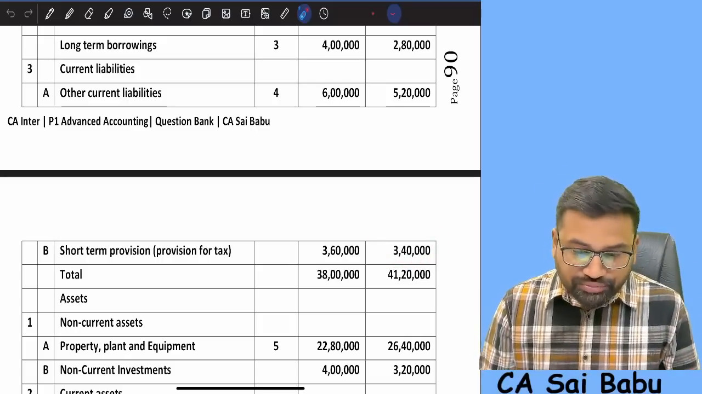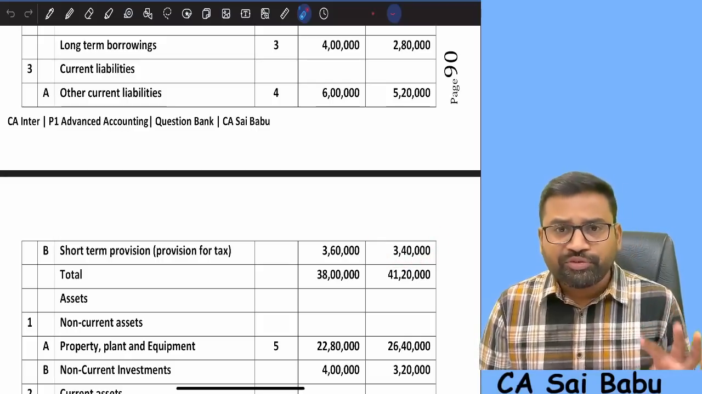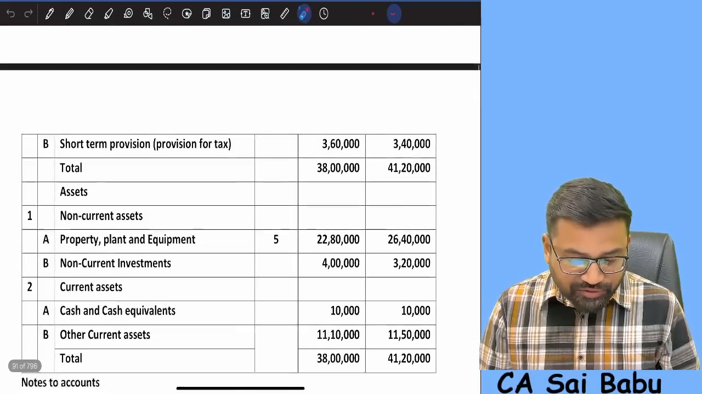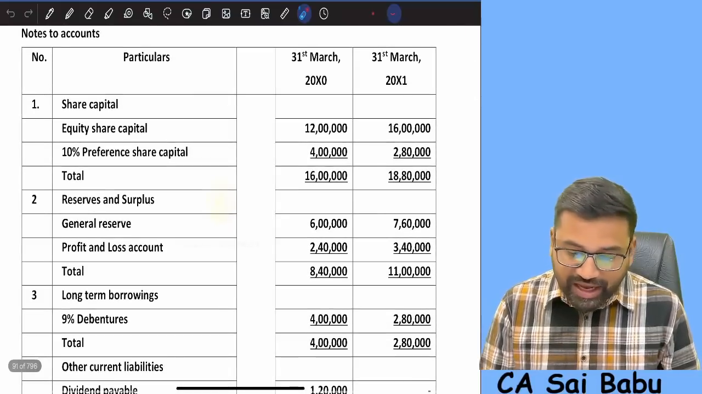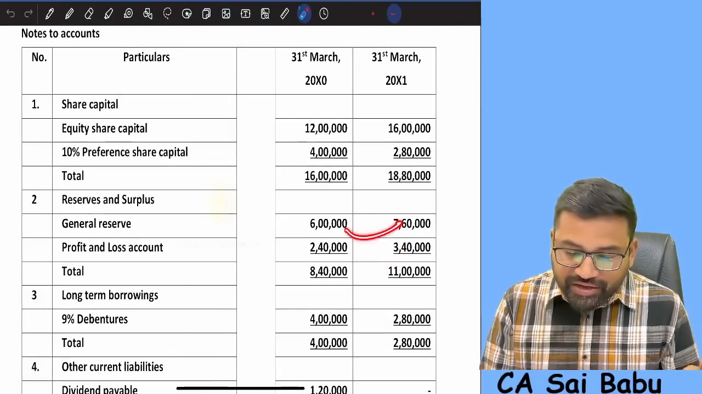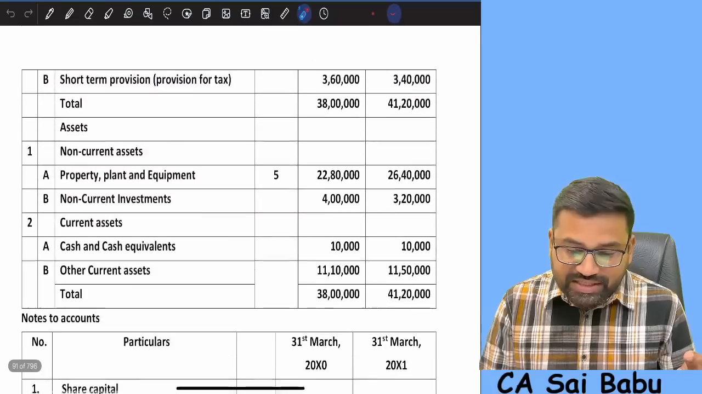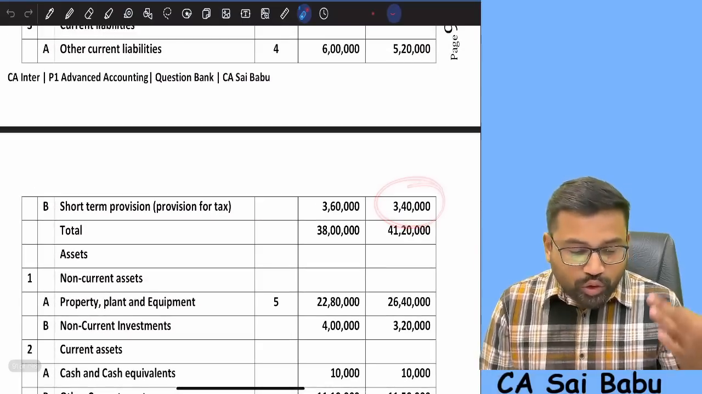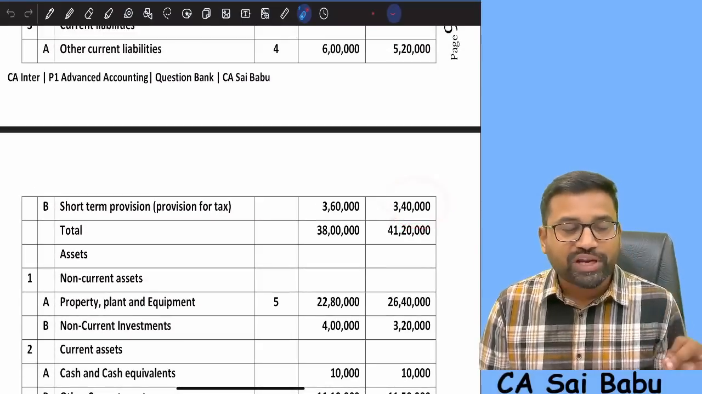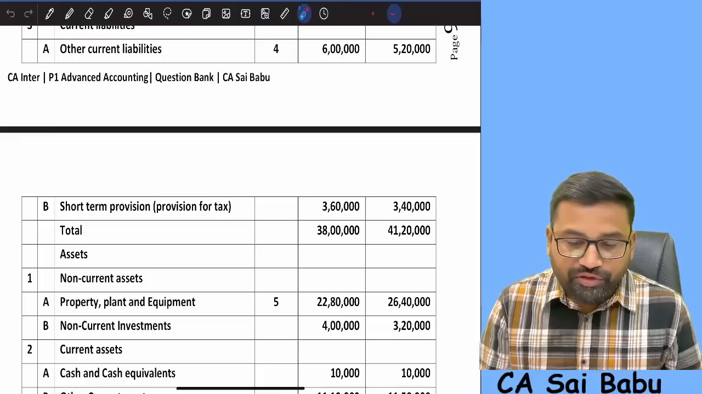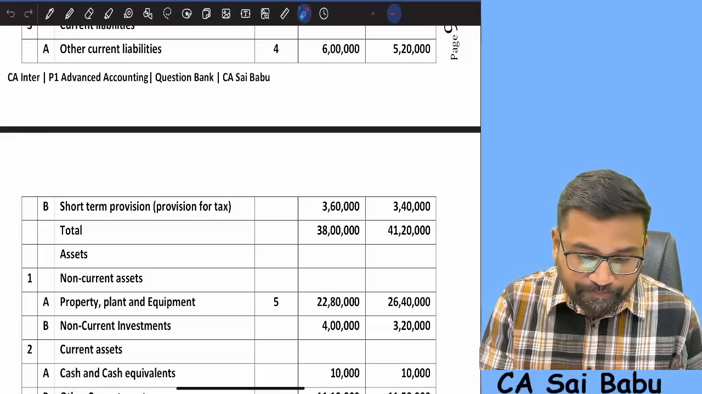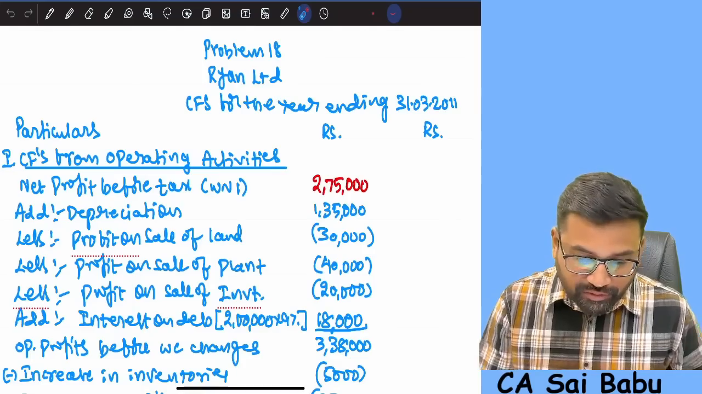So in this question, to ascertain net profit before tax, the difference between the P&L accounts, that is 1 lakh. For this we need to add a transfer to general reserve 1.6 lakhs and we need to add the closing provision for tax 3.4 lakhs. So you will get net profit before tax. Okay, I will show you, sir.